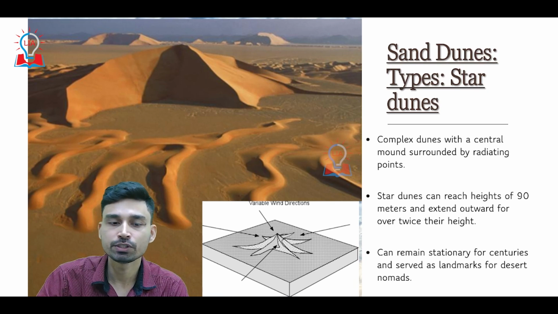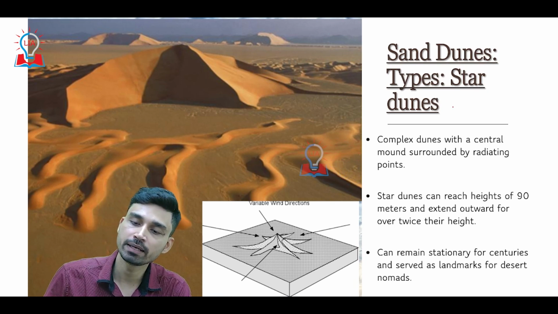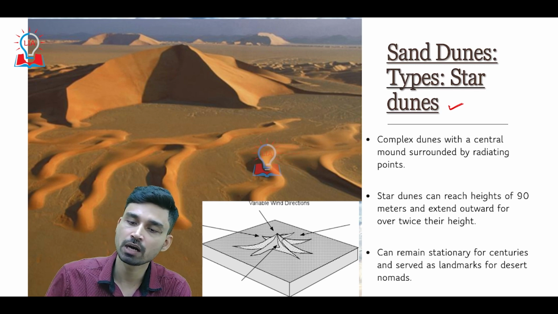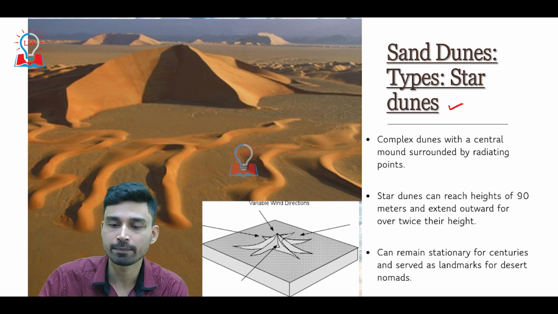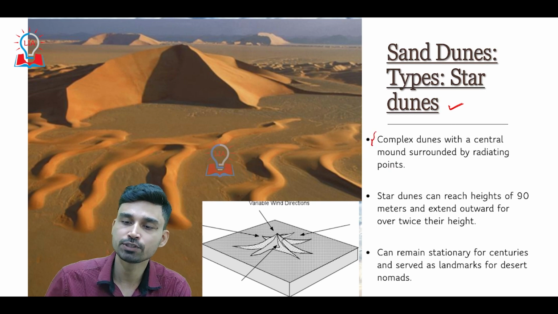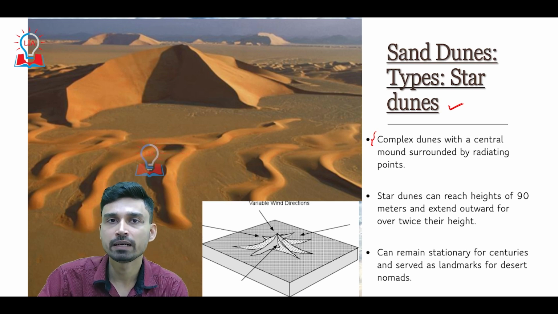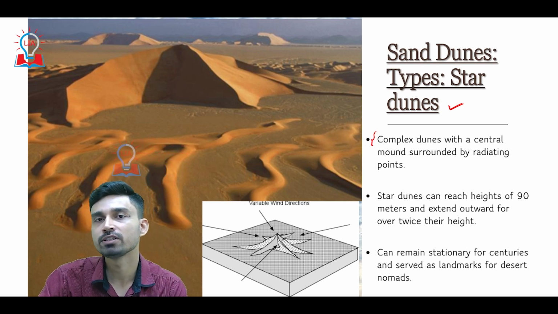The third type of dune, which is very unique in its appearance, is what we call star dunes. By the name itself, it's clear. We call it a star dune because it takes a kind of star-like shape. These are very complex dunes because they develop in areas where wind velocity is not the same all the time, but changes very rapidly. Sometimes the wind is northeasterly, sometimes the wind is southwesterly.